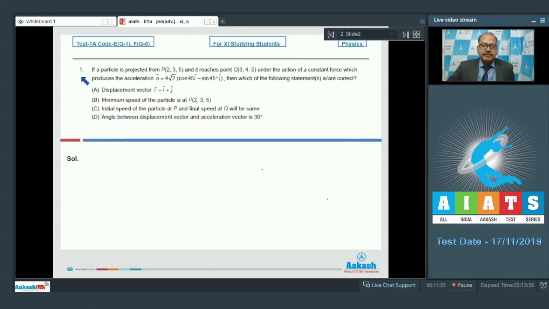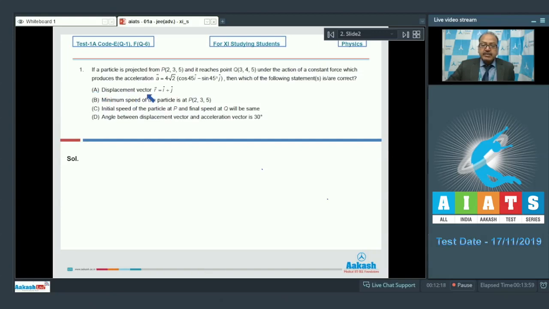Question 1 says, if a particle is projected from P (2, 3, 5) and it reaches point Q (3, 4, 5) under the action of a constant force which produces the acceleration a = 4√2 (cos 45° î − sin 45° ĵ), then which of the following statements are correct?